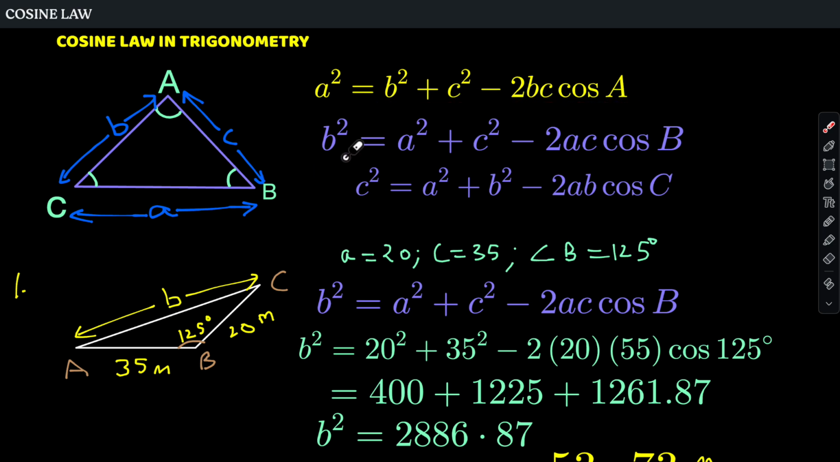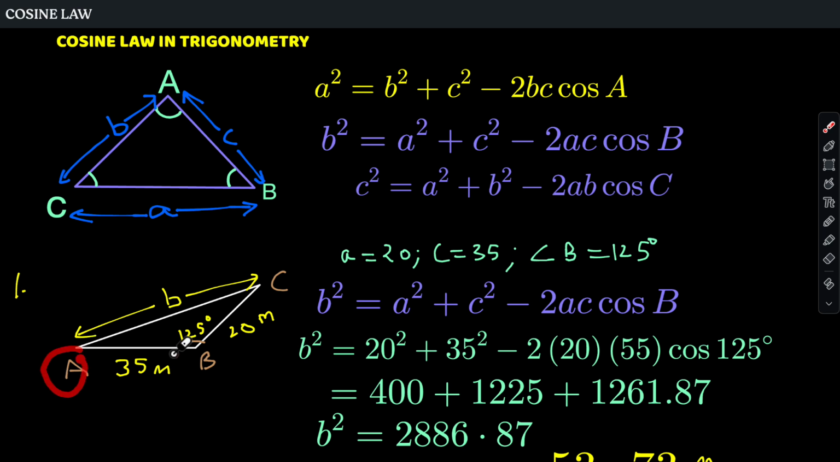Similarly, if we have to find either angle B or side length b, we will be using the formula b square equal to a square plus c square minus 2ac cos B, or c square equal to a square plus b square minus 2ab cos C. So either we can find an angle using the inverse, or the side length. Let us work on a question here.